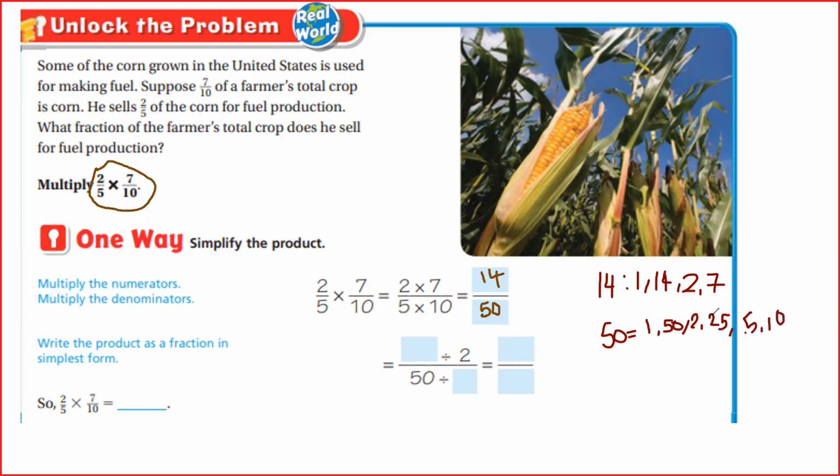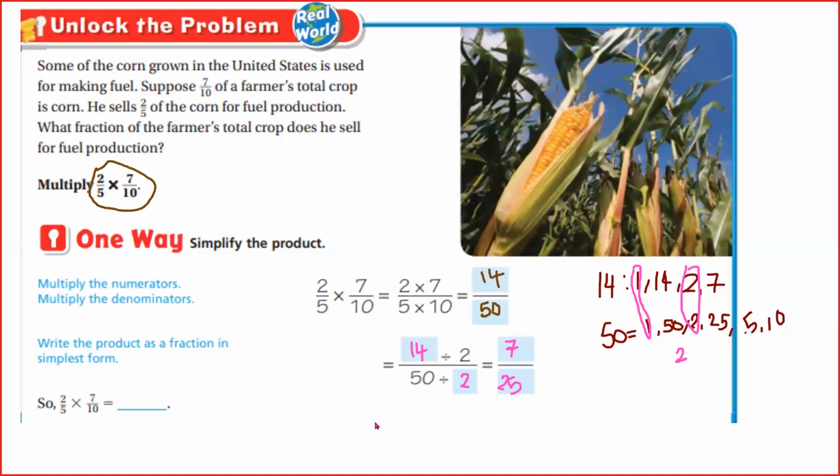So what is the common factor here? We have 1, we have 2. And what will the greatest common factor be? It will be 2. Then I will divide the numerator and the denominator by 2. 14 divided by 2 is 7, and 50 divided by 2 is 25. So the answer here is 7/25. This is what I did here: I multiply first, then I simplify.